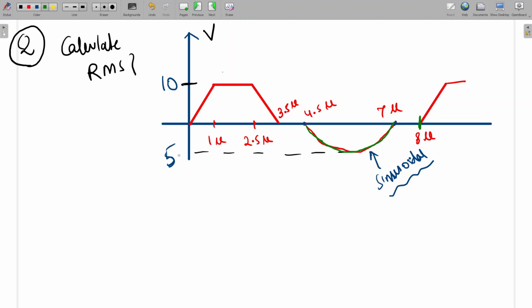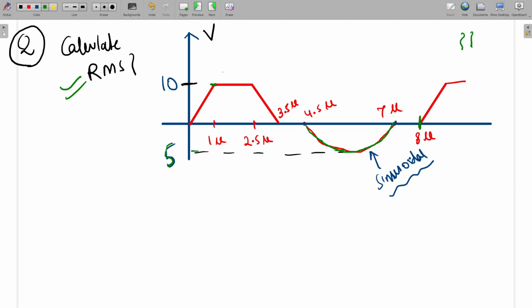What is the amplitude here? Top is 10 and below, the sine peak value is 5. So we have to calculate the total RMS value of this signal. Can anyone tell what steps we have to follow to solve this question? How can we solve it?